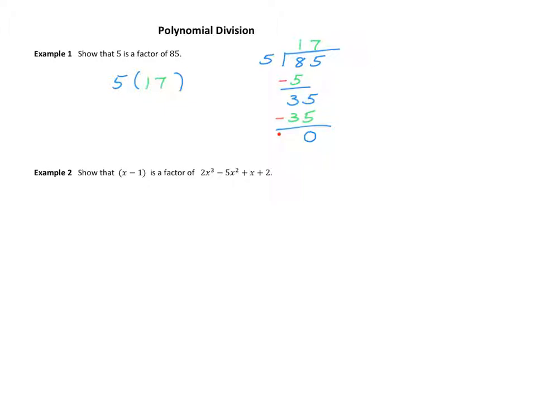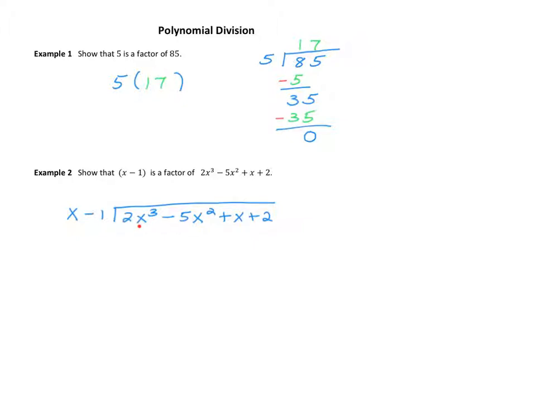The setup is going to be the same, but the only difference is that we're going to have to use properties of exponents to get to our answer. So what I'm going to do is take x minus 1, put it in place of where this 5 is, take the polynomial, write it under here, and then carefully go through this process. So that is, I'm going to divide x minus 1 into the polynomial 2x cubed minus 5x squared plus x plus 2.